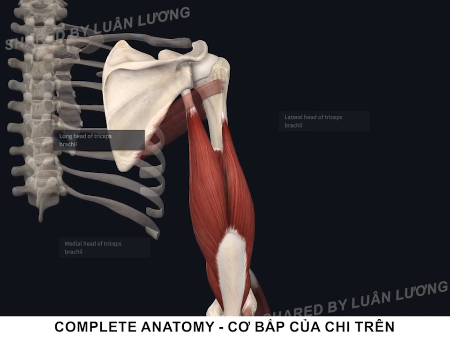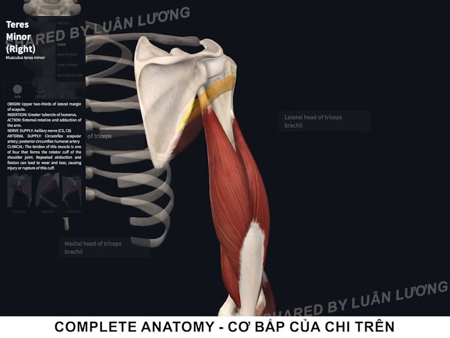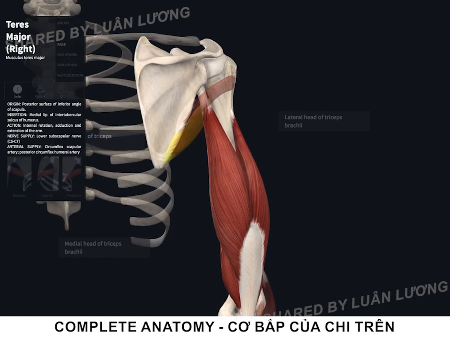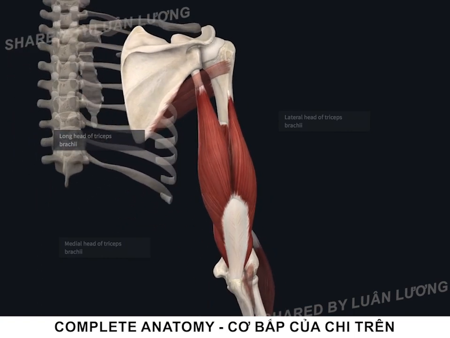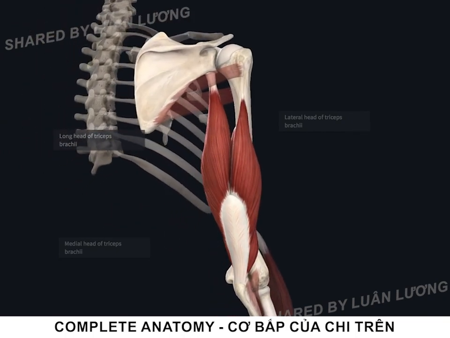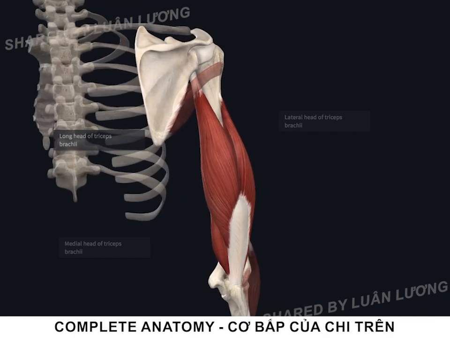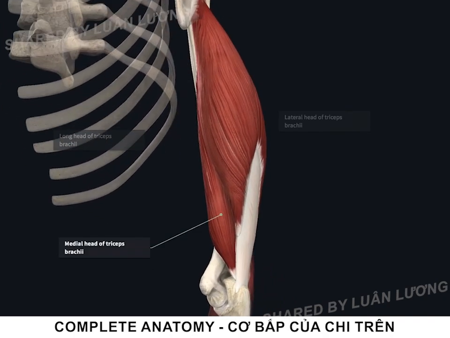And as we can see, the long head is going to split in between the teres minor and teres major muscles near our shoulder. The long head is situated most superficially of these three components of the triceps and the most posteriorly. On the medial aspect, we're going to see the medial head of the triceps brachii.